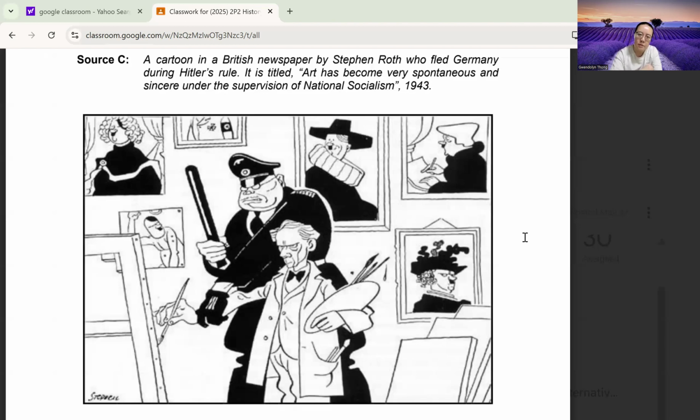And you can see that through a few pieces of evidence. Like for instance, in the foreground, you see a German artist, a German painter, being coerced, right? His hand is being held by a secret police officer who is threatening him with a baton, right? So this shows us that the state was controlling the artwork that was produced by painters.